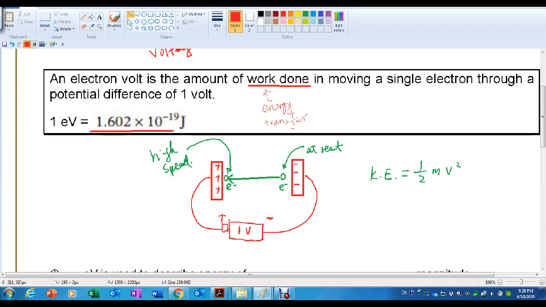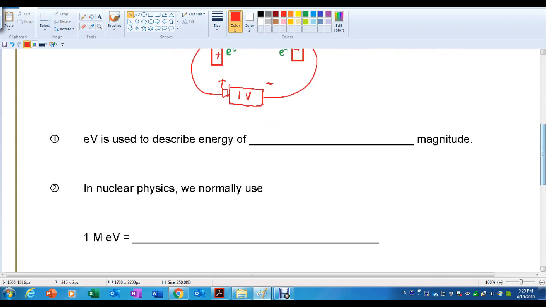So how small is it? When you turn that 1 electron volt into joules, our conventional unit for energy, it is 1.602 times 10 to the power minus 19. You need to appreciate that minus 19 is really a small number in the power, right? So remember that's the first thing you need to understand: 1 eV is such a small unit, such a small amount of energy. eV is used to describe energy of small magnitude.